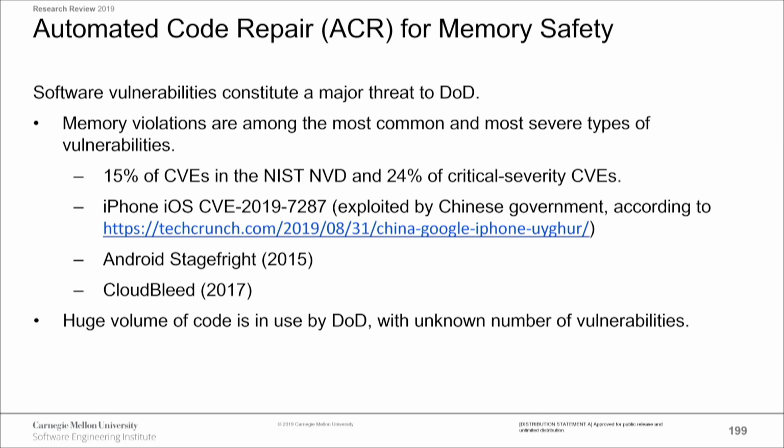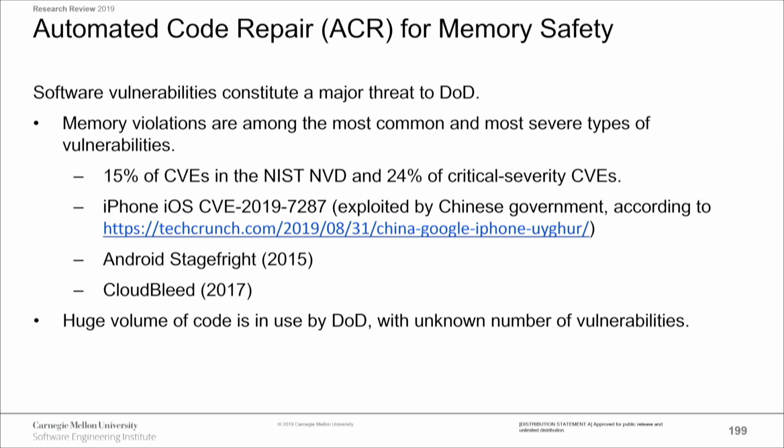Earlier this year, a vulnerability was discovered in the iPhone iOS that allowed an attacker to take control of a phone when the user visited a malicious website. This vulnerability was exploited by the Chinese government, according to TechCrunch. A similar vulnerability was discovered in the Android stagefright library in 2015. A vulnerable phone could be compromised just by receiving an MMS message specially crafted by an attacker.